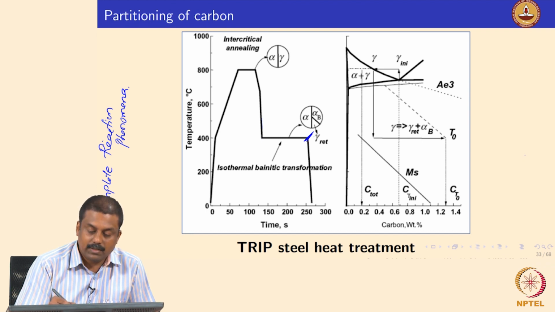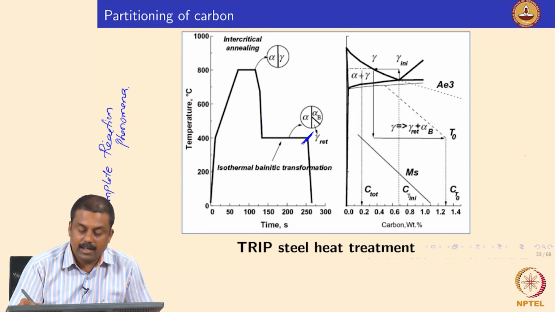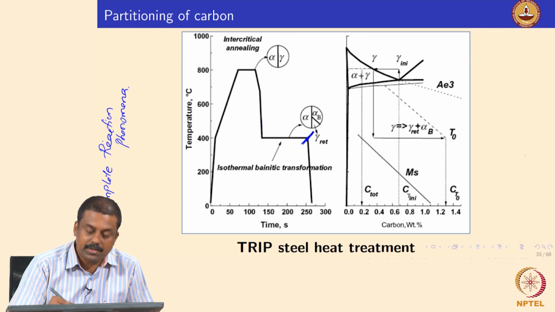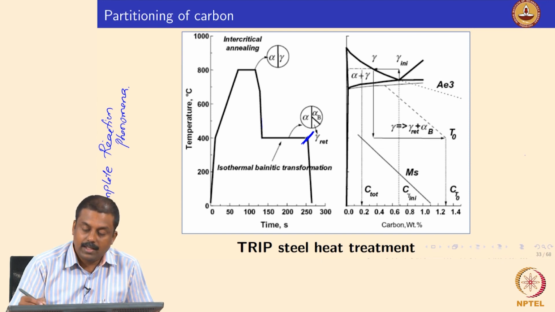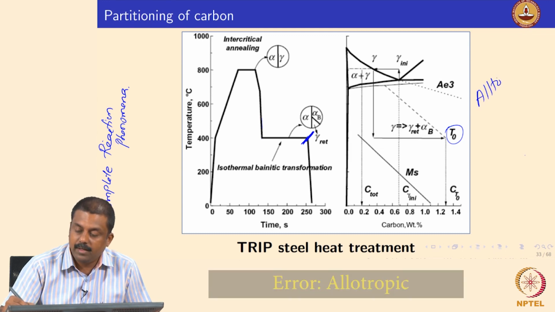That is why the bainite transformation is known as an incomplete reaction phenomenon. This is the critical carbon concentration at which the reaction ceases to exist. That critical carbon concentration is defined by T0, which is thermodynamically known as the allotropic phase boundary.